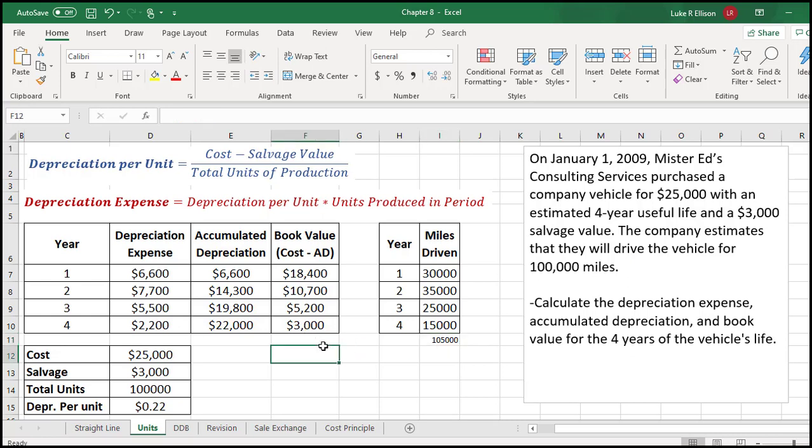The other thing is that you can do the units of production for many different types of assets, not just vehicles. The most common example would be for a machine, which is actually producing units of product. So instead of having the depreciation per mile, you could have a depreciation for each unit that a machine was to produce.